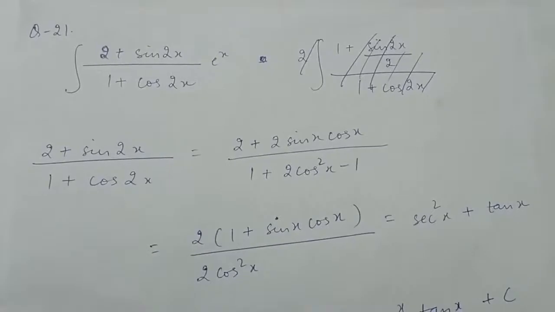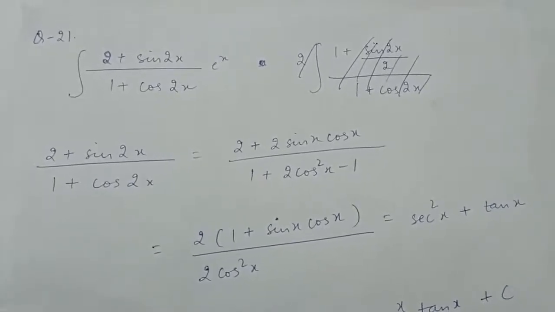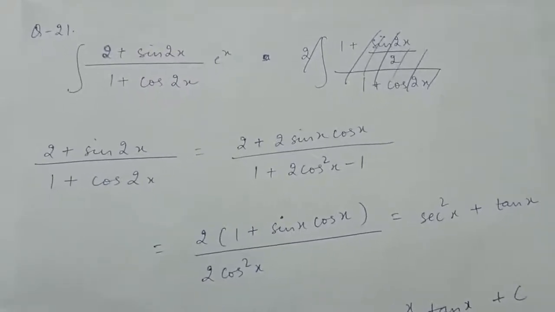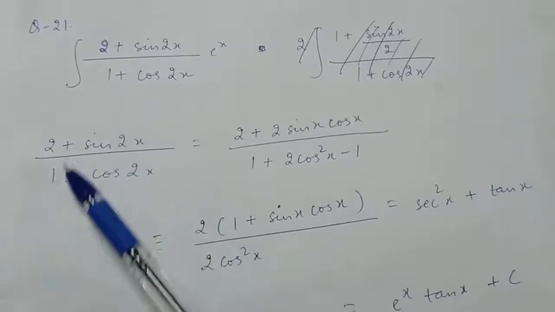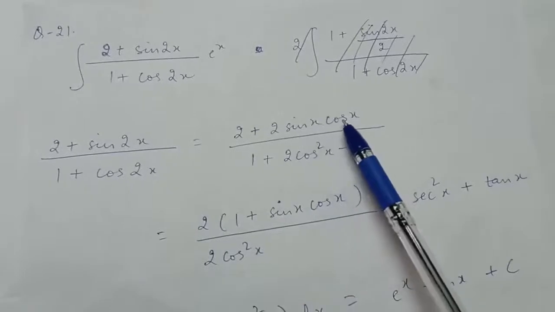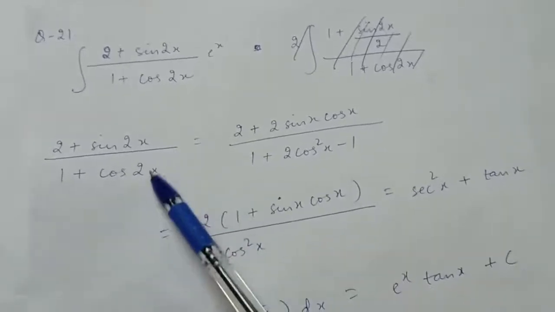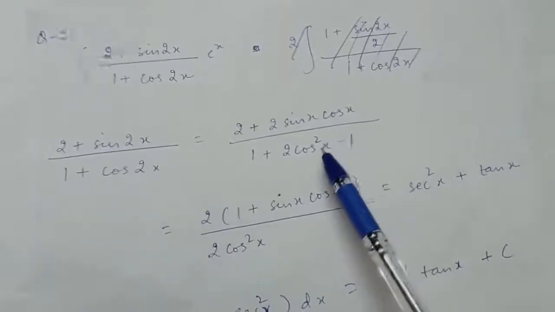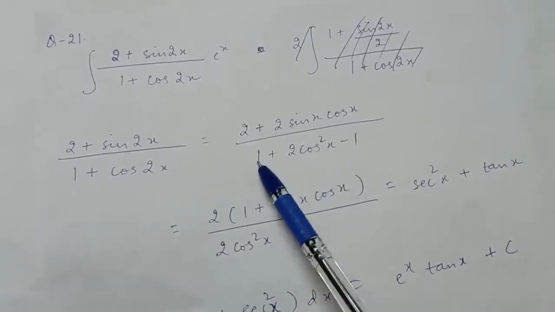Question 21 is the integral of 2 plus sin 2x upon 1 plus cos 2x into e raised to the power x. So first of all, apply the trigonometric identities to solve this term. Now see, sin 2x can be written as 2 sin x into cos x upon this cos 2x. We know one formula of cos 2x, which is 2 cos square x minus 1. Why we are writing this? Because now 1 will get cancelled, right?